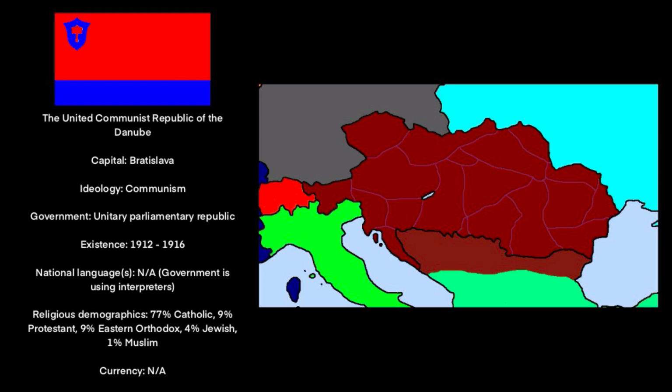The war was devastating for the region. In 1911, the peoples in the area took up arms against their governments and foreign soldiers. In 1912, as most of the region was secured, the United Communist Republic of the Danube was declared in Bratislava after the victory against the encircled German forces in the city. In 1914, they signed a peace treaty with Germany, Italy, and Russia. They continued the war with the Ottomans to expand into the Balkans.